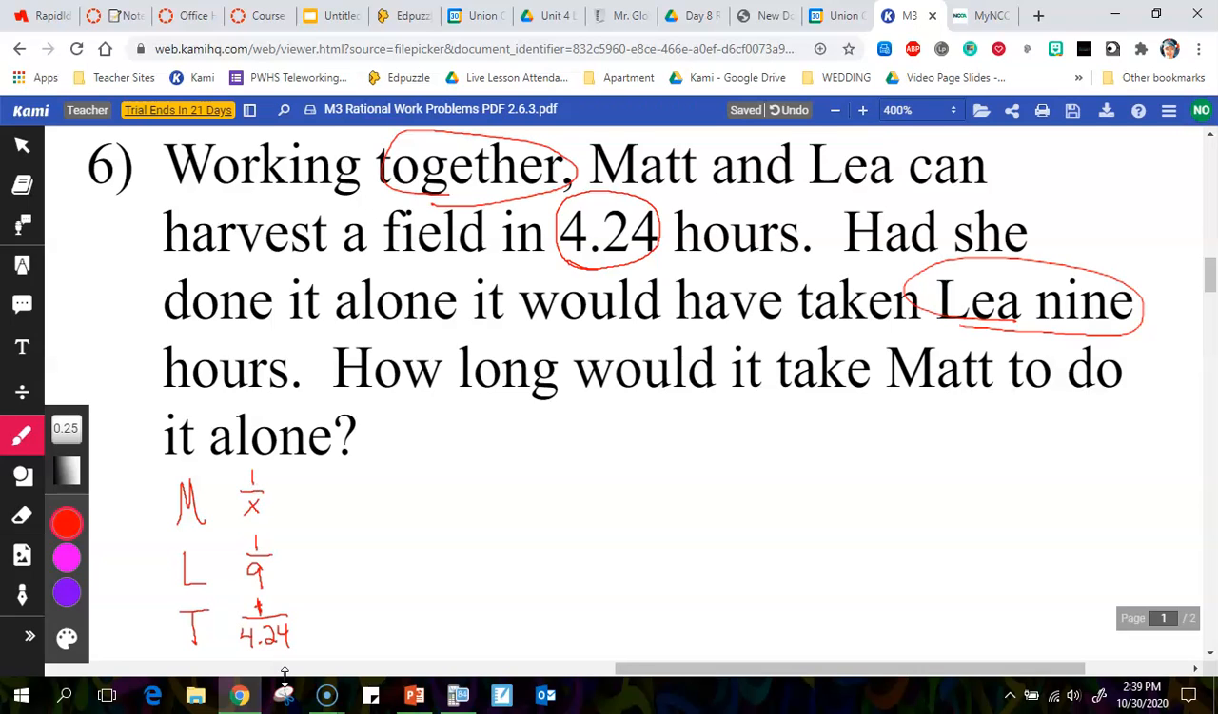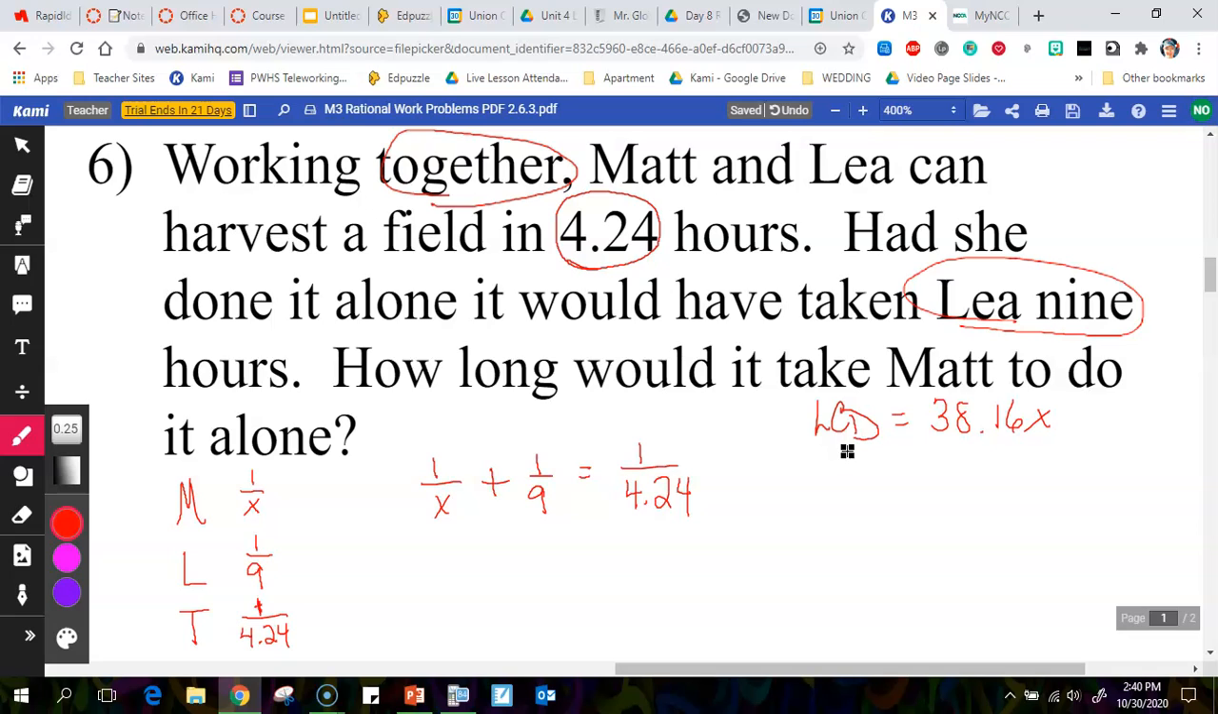Okay, so this one's a little bit different. So this time it's 1/x plus 1/9 equals 1/4.24. You would still do the same thing to get the LCD. It's just going to be a little bit different as far as where the numbers go. So let's talk about that. Let's multiply x times 9 times 4.24. 9 times 4.24 is 38.16. So 38.16x is the LCD.